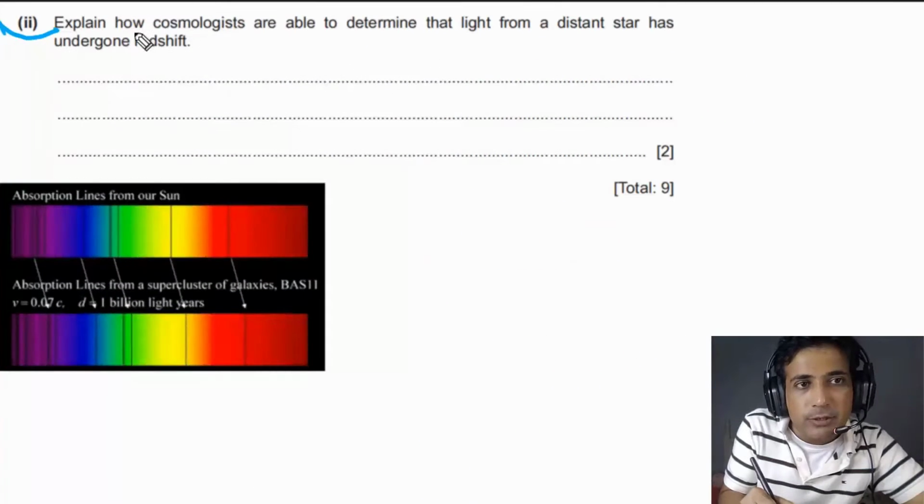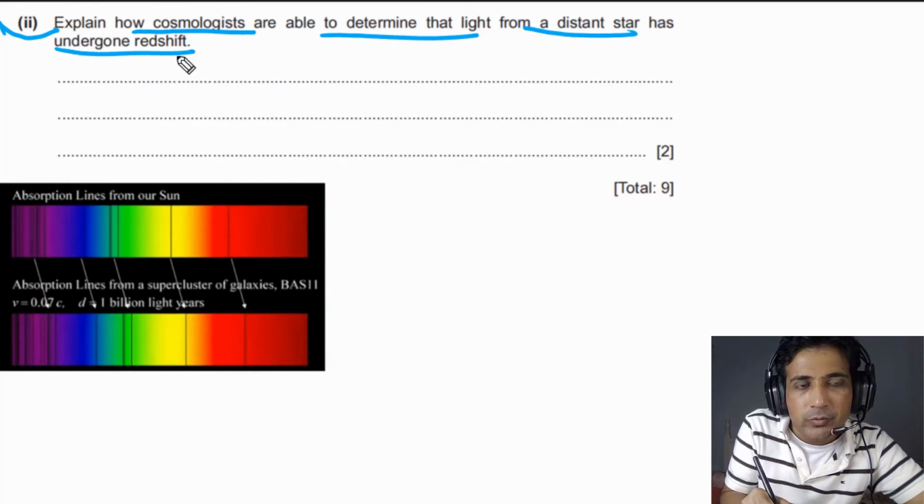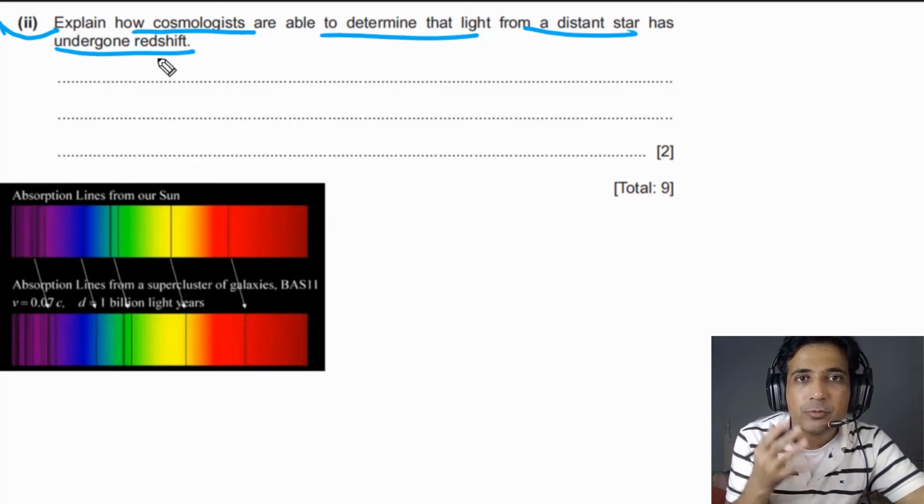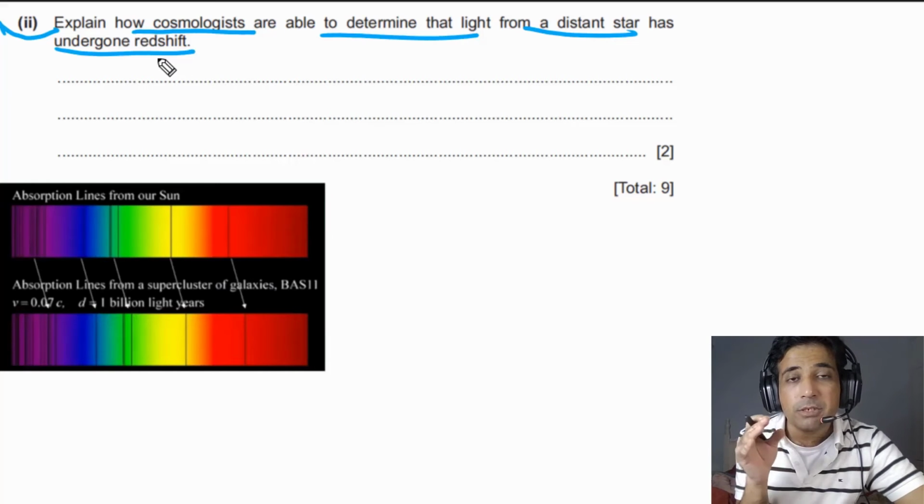For the second part, we need to explain how cosmologists are able to determine that light from a distant star has undergone redshift. Very nice question. So first of all, let's try to understand what's going on. As a cosmologist or scientist, how do we know about distant stars and distant galaxies? We have never been to any star or galaxy other than our own planet and moon. As human beings, we have been to the moon only, other than our planet. But we study the universe.